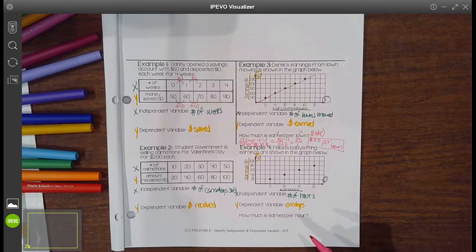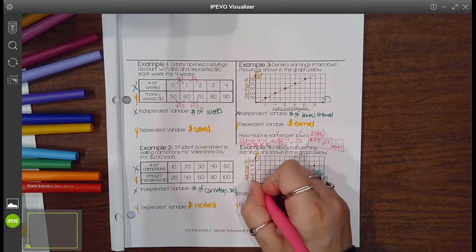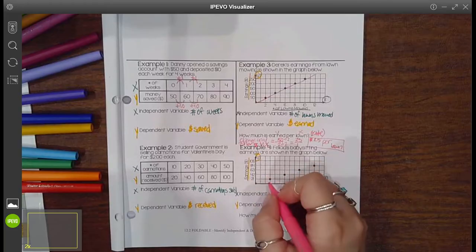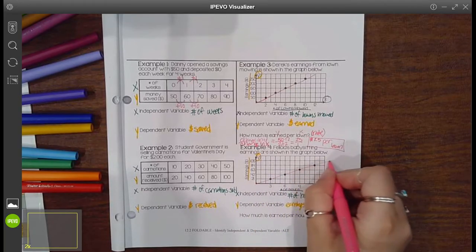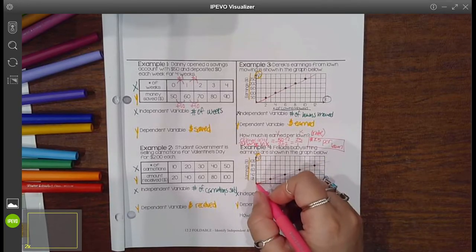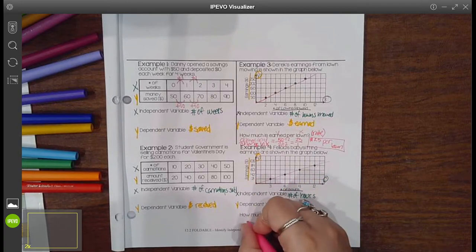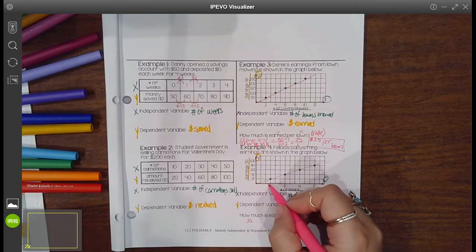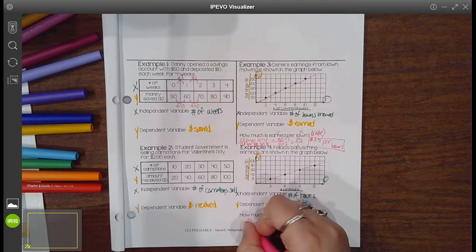How much is earned per hour? Okay, so they want the change in Y. It went from what to what? Well, from this point right here, it started at 0, 0, and then it went from 0 to 21. So the change in Y was 21 over, it went from 0 to 3. So the change in X was 3.